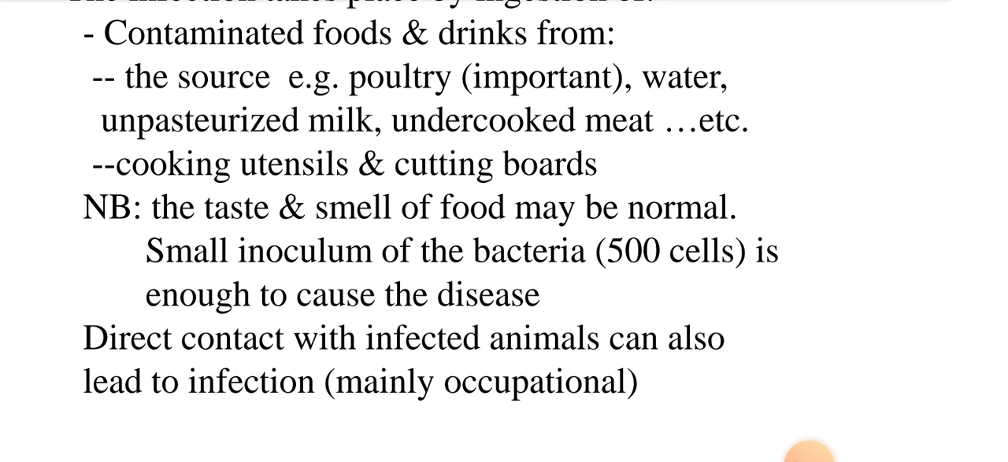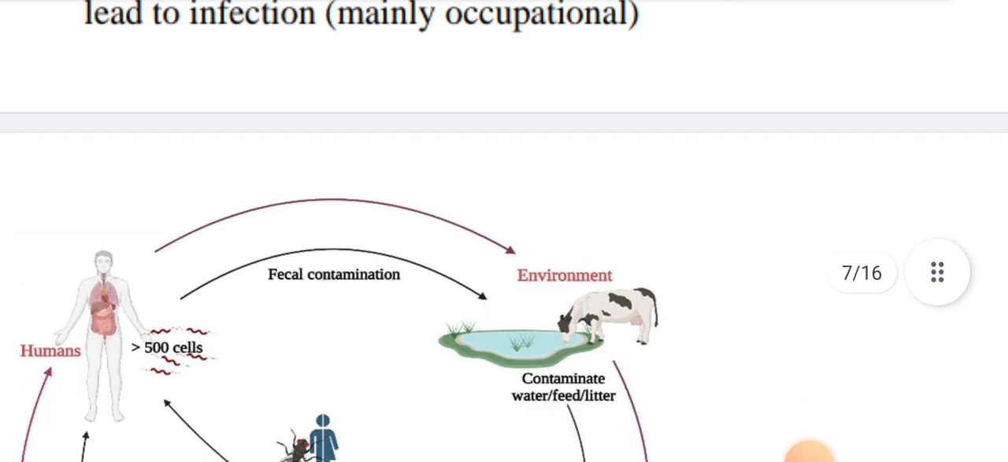A small inoculum amount of bacteria, about 500 cells, is enough to cause the disease. Direct contact with infected animals can also lead to infection, mainly occupational, people who are in contact with animals.